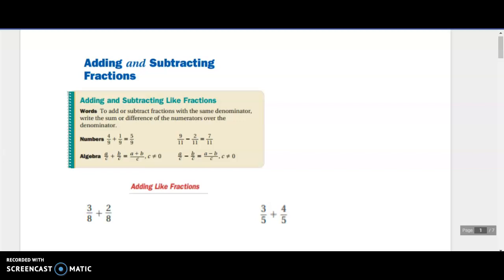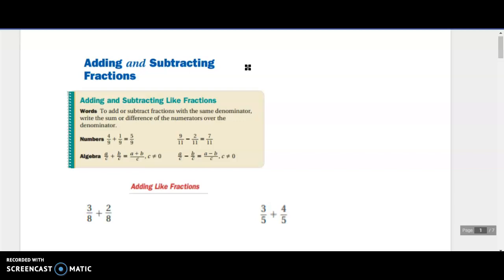Okay, to get ready for our next lesson, we are going to review adding and subtracting fractions. So what we're going to do is a couple of practice problems, and you're going to do some practice, and then we'll be ready for our lesson tomorrow.